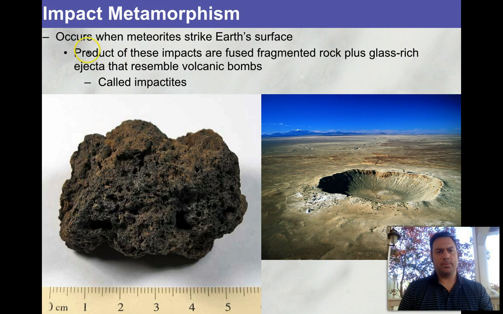So impact metamorphism occurs when meteorites strike Earth's surface. And the product of these impacts are fused, fragmented rock plus glass-rich ejecta that resemble volcanic bombs. They're called impactites. Here's an impactite right here. These rocks look a lot like regular igneous rocks here on Earth. They're very hard to find. They're probably everywhere. We just don't know where to look for them. Here we see this is an impactite. I don't know where this was collected, but you kind of get the idea of the texture.